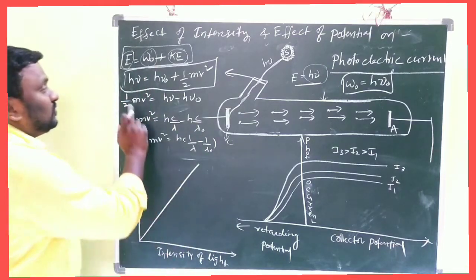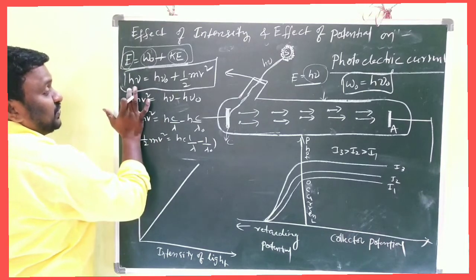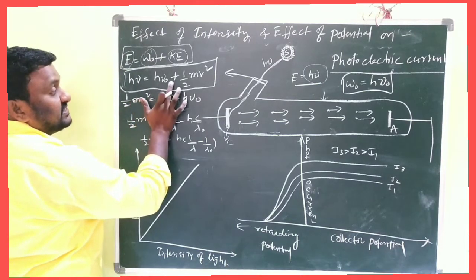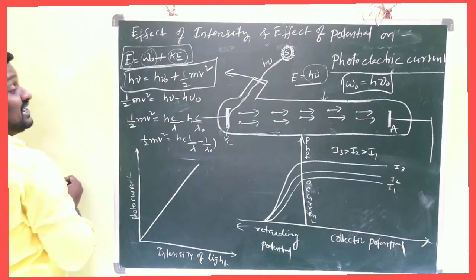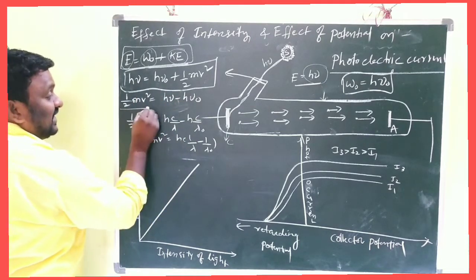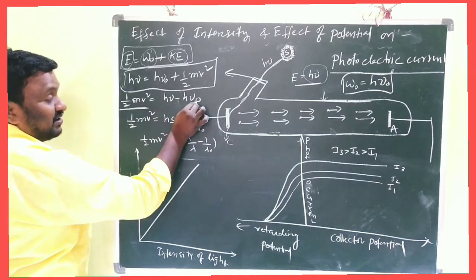That's why the photoelectric equation of Einstein is: h nu is equal to h nu naught plus half m v square. Here half m v square is the kinetic energy. So the kinetic energy, half m v square, is equal to h nu minus h nu naught.